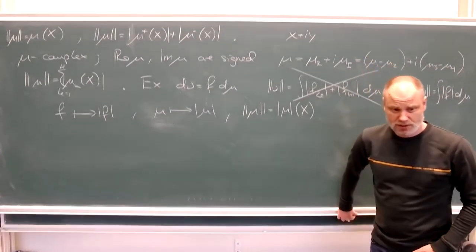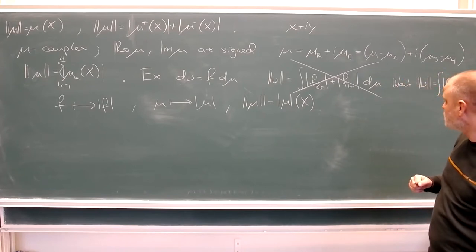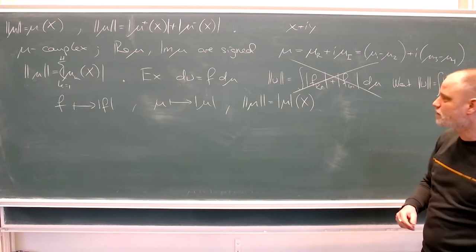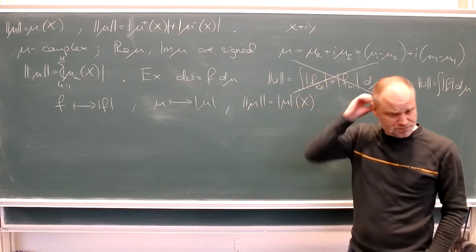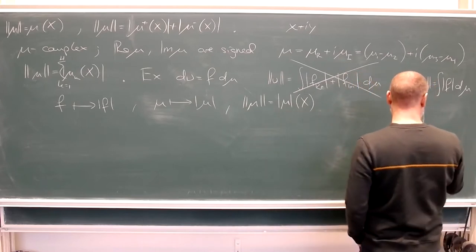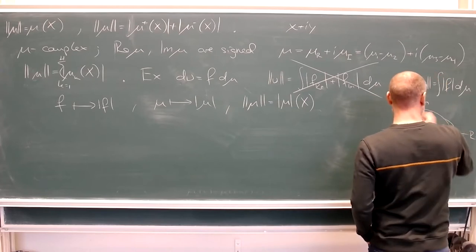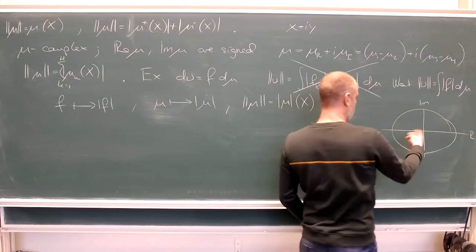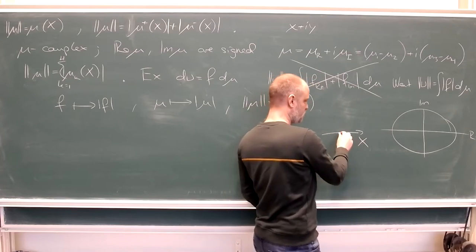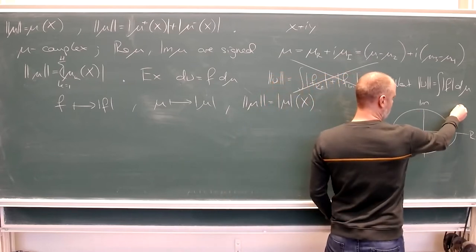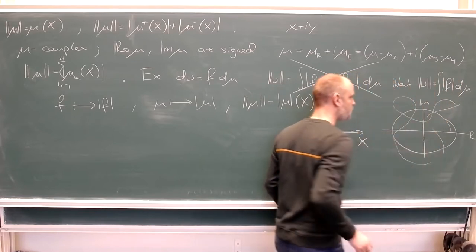So now let me not keep you in the dark any longer. How should we get a definition, intrinsic, that doesn't use the integral, such that we get this formula for measures defined like this? Well, think about it like this. If this is the real axis, this is the imaginary axis, and then I have some function f on some space x. So for every point x, my f takes some value, right? And if this point moves around, then the values are a bit everywhere.